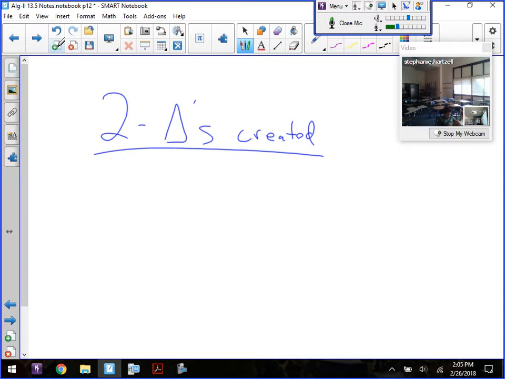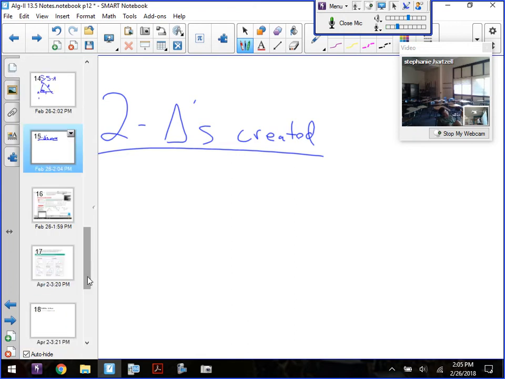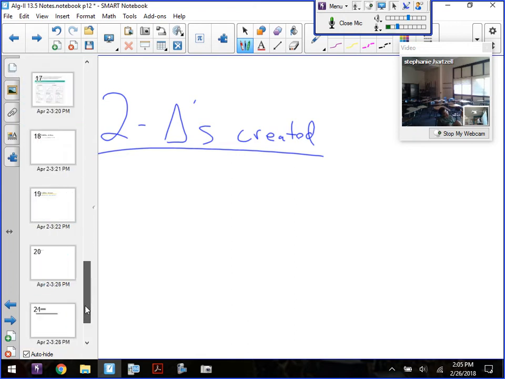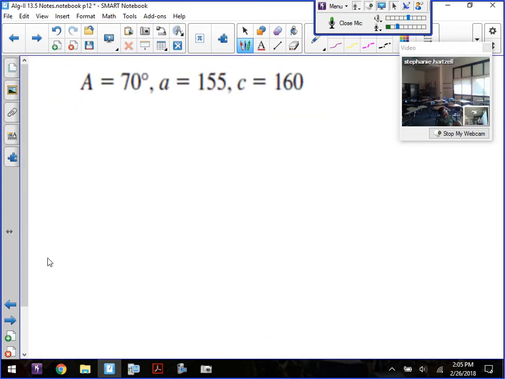So here's what happens. Let me show you this nice little trick here. I think it was this one. Yeah. Same deal. Let's start with values given.